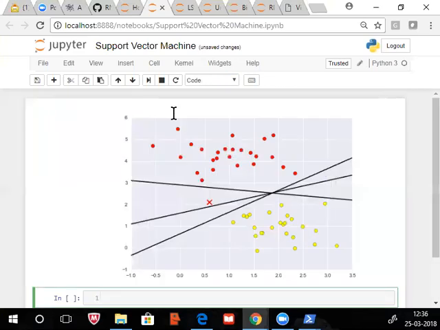You see this diagram. Suppose you have these two data sets, right? One is your yellow and the other one is your dark color. So what is the best line which could divide this?